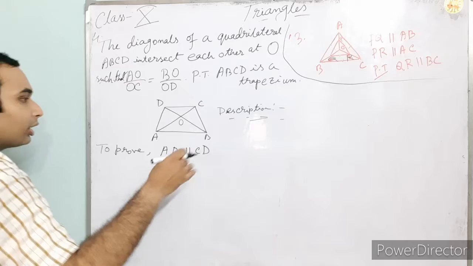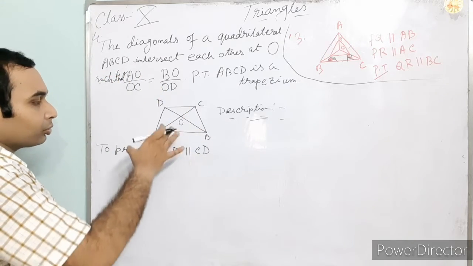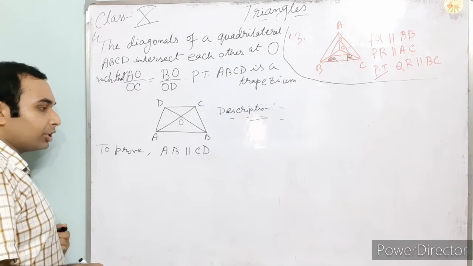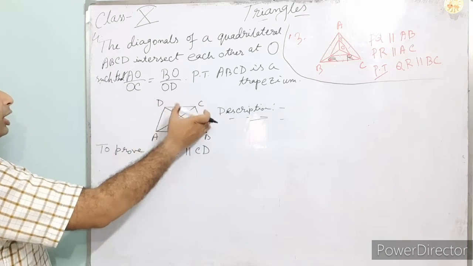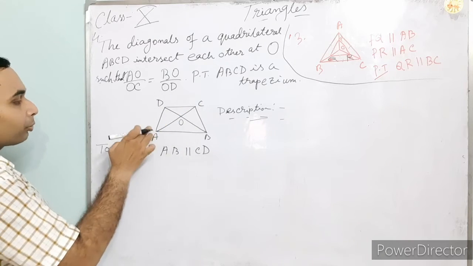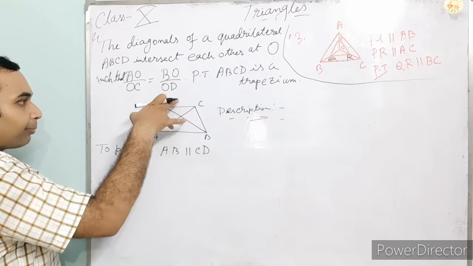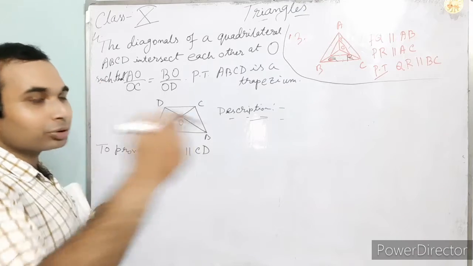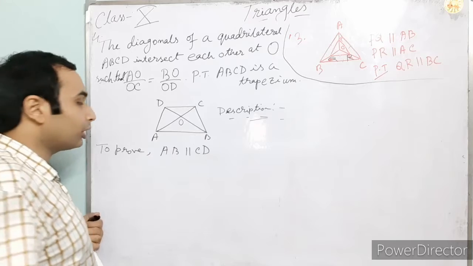This is a quadrilateral, and if a pair of opposite sides is parallel, then we can say it is a trapezium. So we will prove AB is parallel to CD, because I have taken this figure in this way that we cannot prove AD is parallel to BC. Here those two are parallel, but we have to show that they are parallel. We have taken this as a trapezium, that's why it is looking like that.